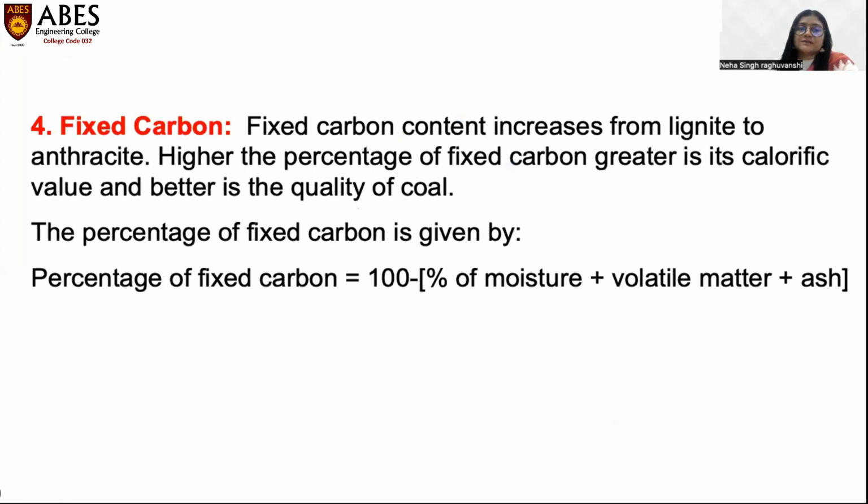The last part is the determination of fixed carbon. Here we do not have to do any analysis. We simply take the values of moisture content, volatile matter content, and ash content, add them, and subtract the sum from 100. Whichever value comes will be the fixed carbon present in the coal.